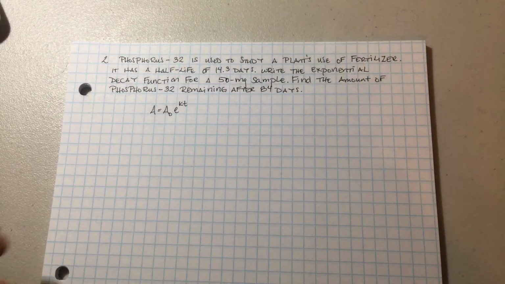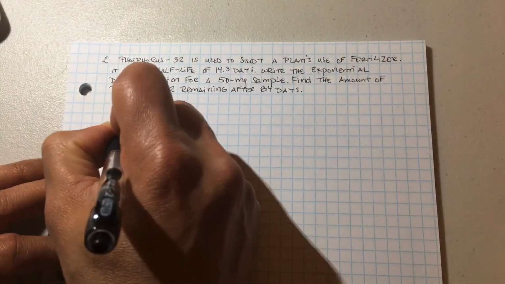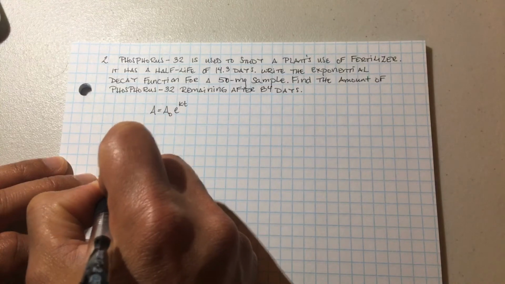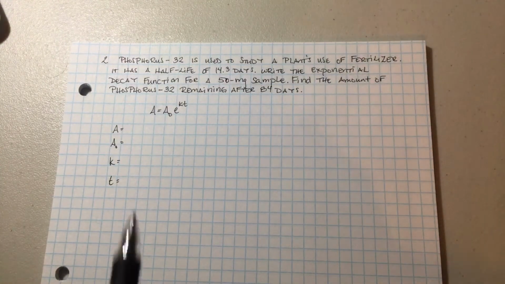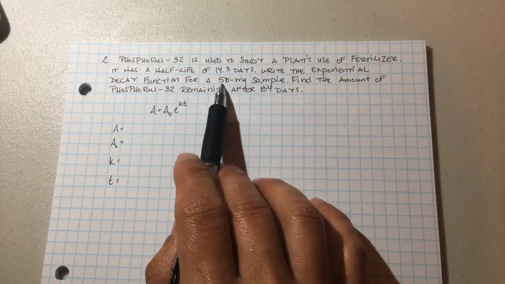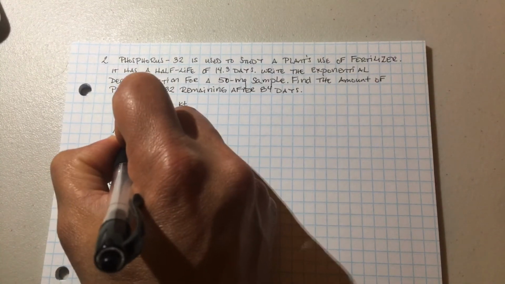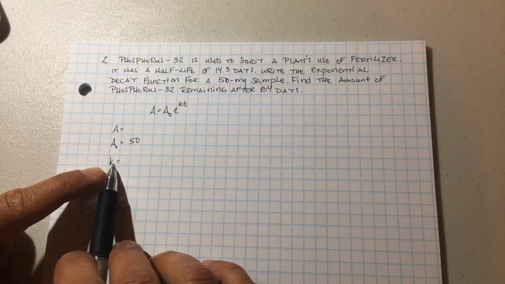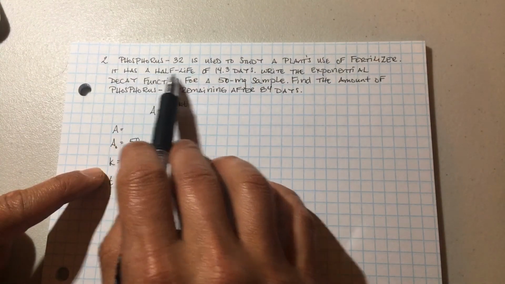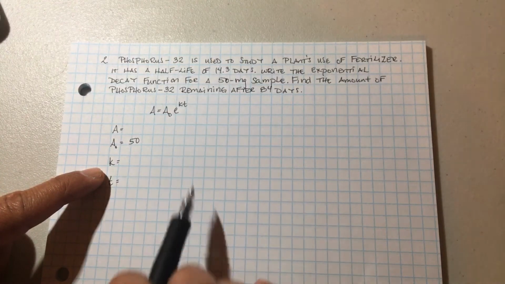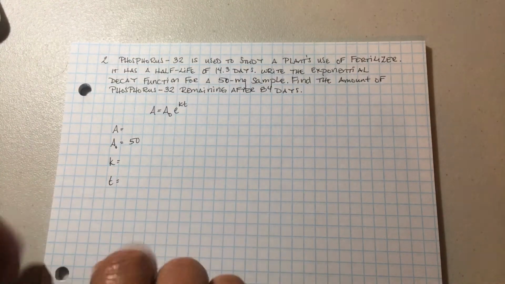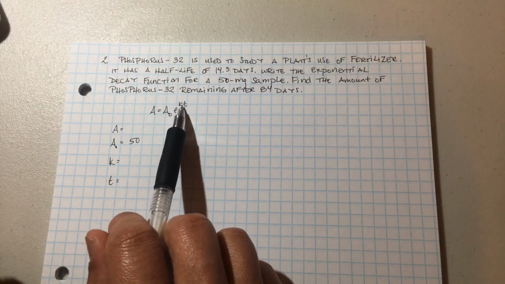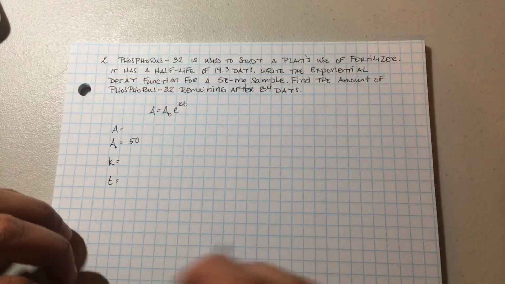So let's start labeling stuff, okay? A sub naught, and then you have your k factor, and then t. Okay, so what does it tell us? How much do we start? We start off with a 50 milligram sample. That's what we start with, okay? Then it doesn't give us our k factor, okay? But it tells us that the half-life is 14.3 days. Now remember, a lot of times when you're solving these problems, you're going to have to find k first. You're going to have to find that growth decay factor first. So k is equal to, we don't know.